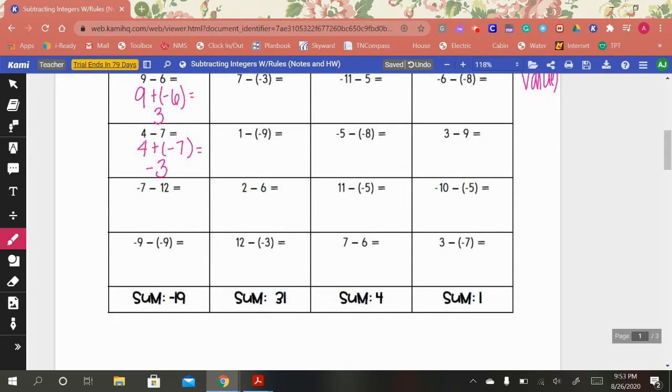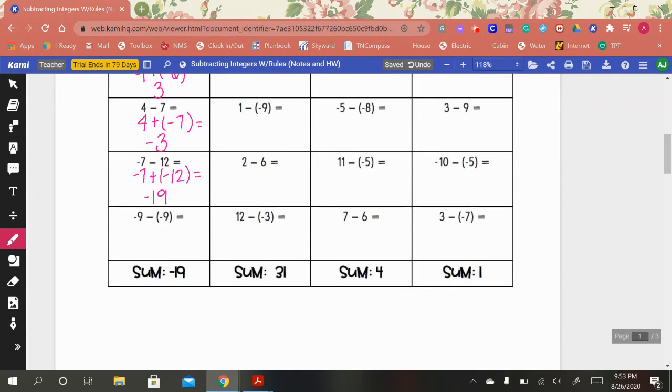Moving on. Again, if you need to write KCC over the top, do it if that better helps you. Next one, we're going to keep the negative 7, change it to addition, change the positive to a negative. All right, we have two of the same signs, negative 7 plus negative 12. We add them up. It's 19, and we keep the sign, so we keep it negative. All right, moving right along. We have negative 9 minus negative 9. So we keep the negative 9, change it to addition, change the negative 9 to a positive 9.